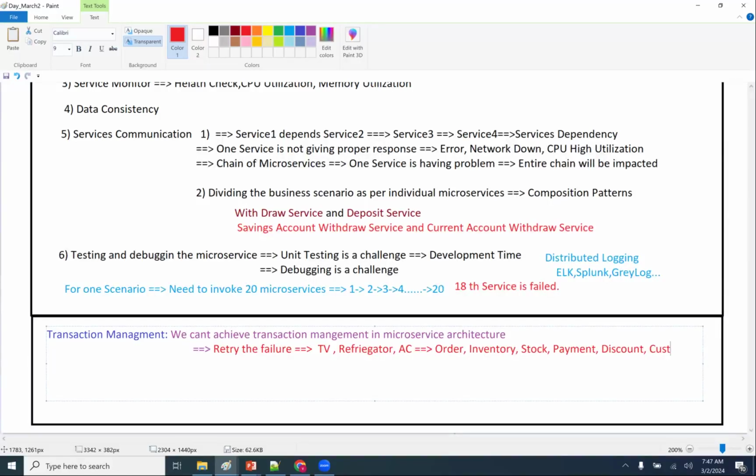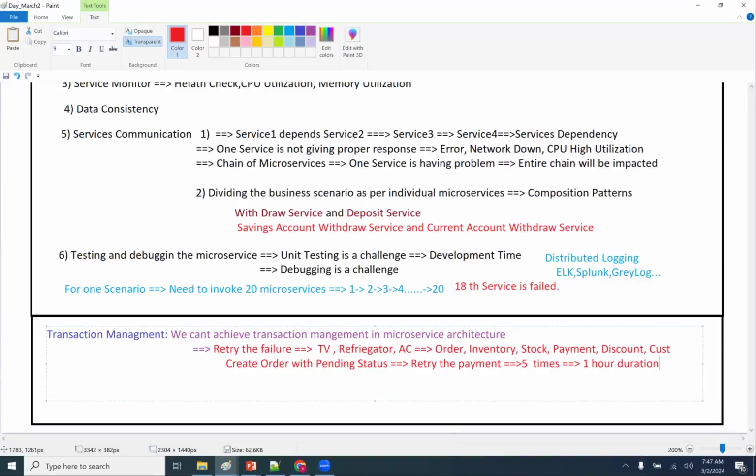What is their approach here? They will create the order, sir. They will create an order with a pending status. Order status is pending. After 20 minutes or 30 minutes, some configurable time, they will retry the payment 5 times for a duration of 1 hour. They will retry the payment.